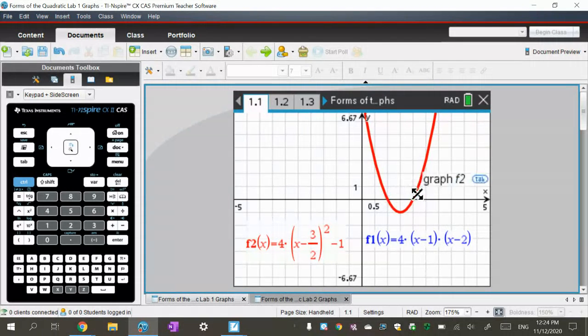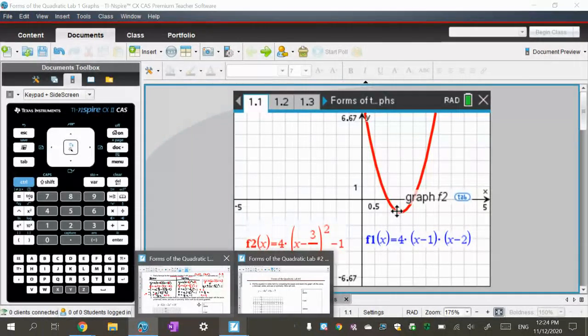So it crosses at 1 and 2 and it opens upwards. This one tells me that my turning point is 3/2, negative 1. Ready? 3/2, negative 1. All right. So it tells you different information. So I just wanted to show you that it's the same parabola.